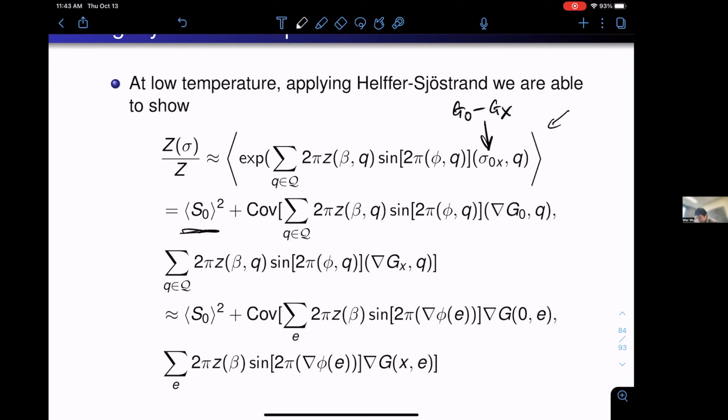So let me make another simplification: at very low temperature, if you want to understand this thing, the charges, as we saw before, are very much suppressed. It's exponentially suppressed in terms of the L2 norm of the charges. So we can assume that the main contribution comes from just the nearest neighbor pairs of charges, which means you have these dipoles formed, and all these functions only depend on the gradients. So we can apply Helffer-Sjöstrand to study the covariance in this much simpler setting.